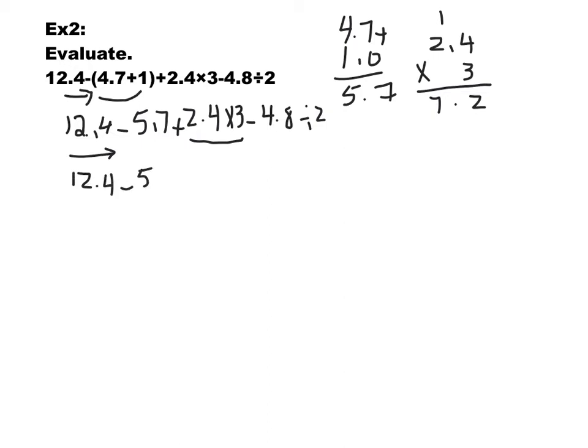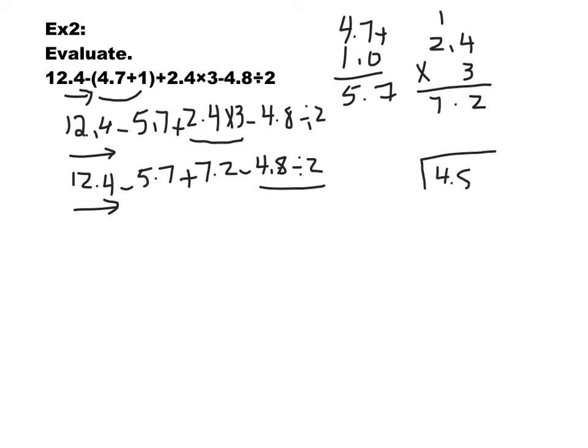minus 5.7 plus 7.2 minus 4.8 divided by 2. Again, scan from left to right. I will see the first operation that has to be done is the division. So I'm going to do the division of 4.8 by 2. Again, I put the decimal right on top.